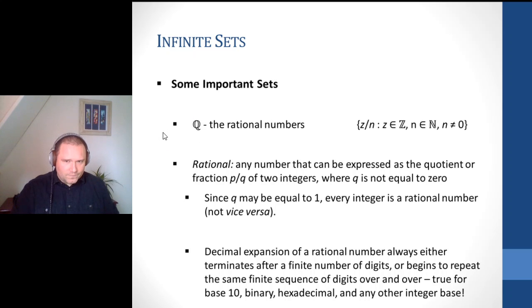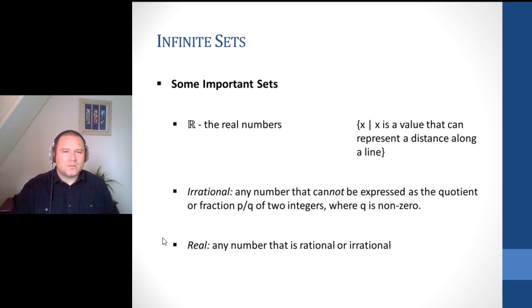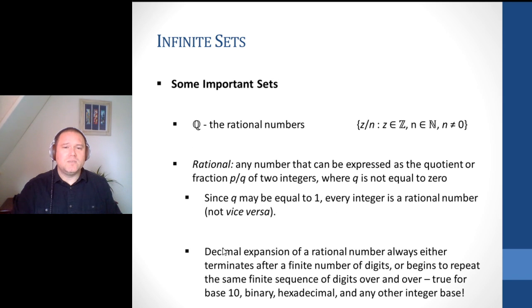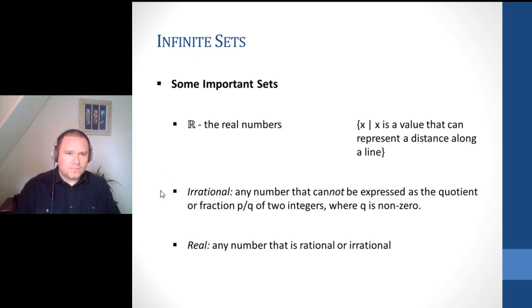So that's Q. Okay. Now, the last one we want to talk about is really interesting, and that's the set of the reals. A real we can think of as basically just a value you can represent as a distance on the number line. The reals are the rational numbers, the ones we can express with a fraction as we defined a second ago, that either terminate or begin to repeat, plus the irrationals. That's any number that cannot be expressed as a quotient or fraction, P over Q, of two integers, where Q is non-zero. So a real number is any number that's rational or irrational.